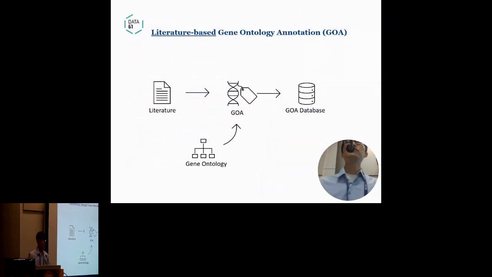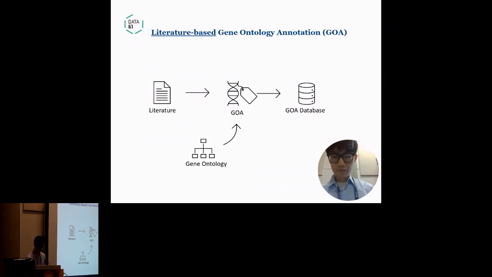Firstly, let me begin by introducing what is gene ontology annotation and specifically what is literature-based gene ontology annotation. A gene ontology annotation is a biological database record produced through a process where experts analyze the scientific literature to manually assign functional information to genes or gene products based on the experimental evidence reported in the research articles.